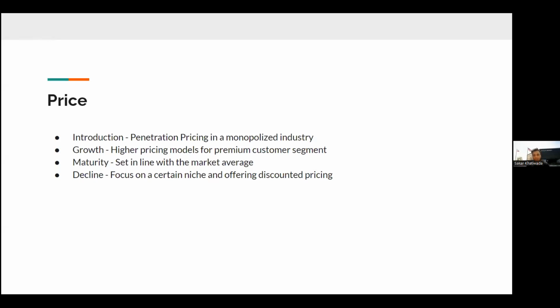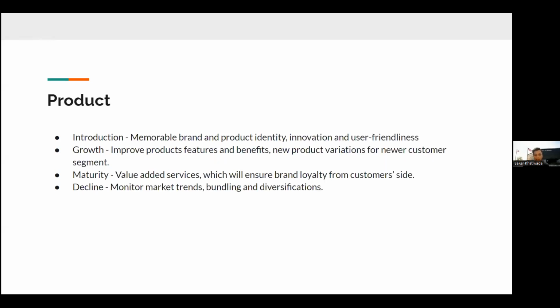So, during the introduction stage, a company's primary objective is to build awareness about its new product or service. So, pricing strategies for an ISP company should focus on market penetration, which means we need to set a lower price in order to attract a larger customer base. So for WorldLink, during the introduction stage, the pricing strategy was lower than what the market average used to be.